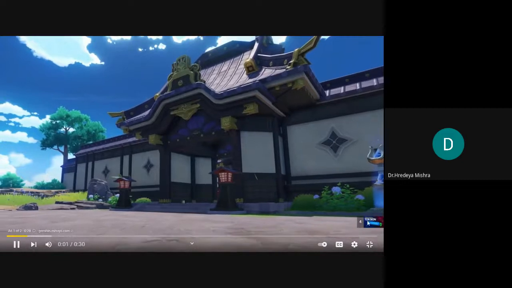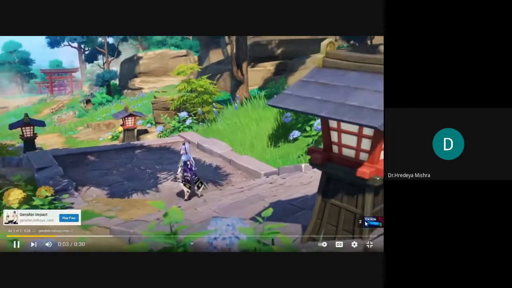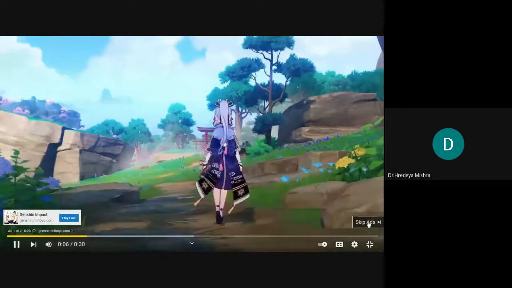Ayaka shoulders her family's duty to cherish the aspirations of ordinary people. But she also has dreams.